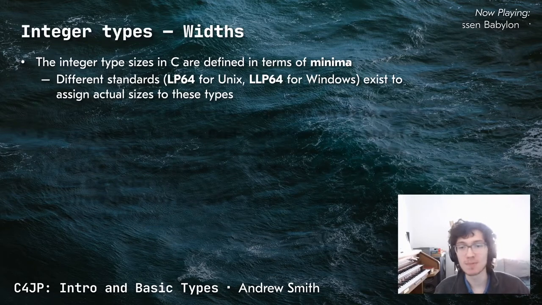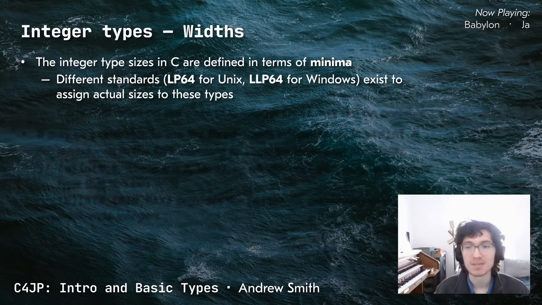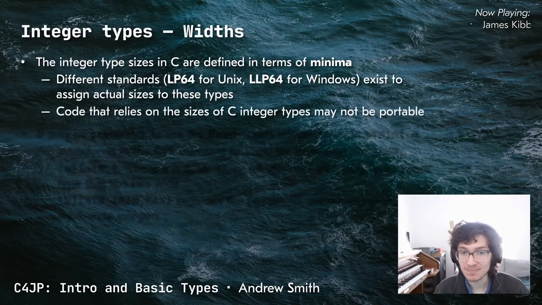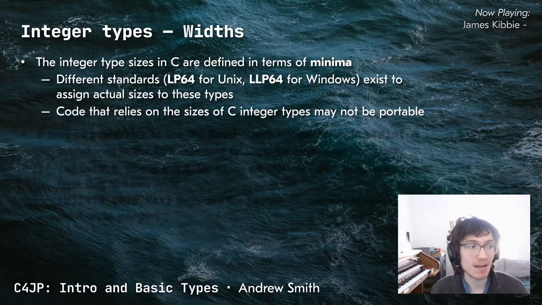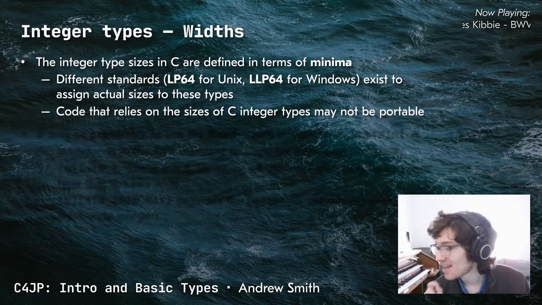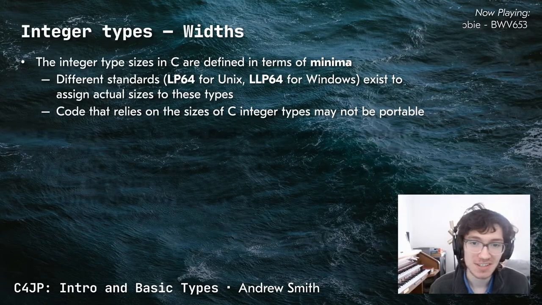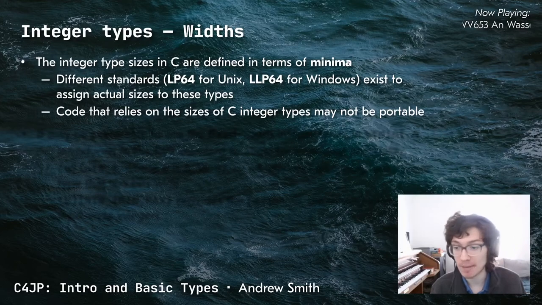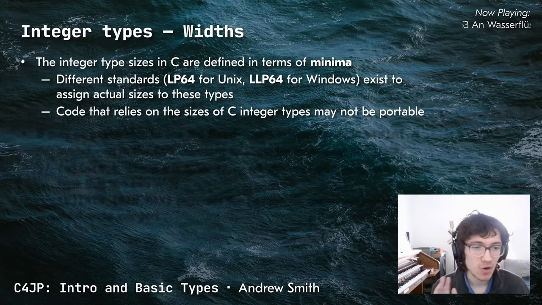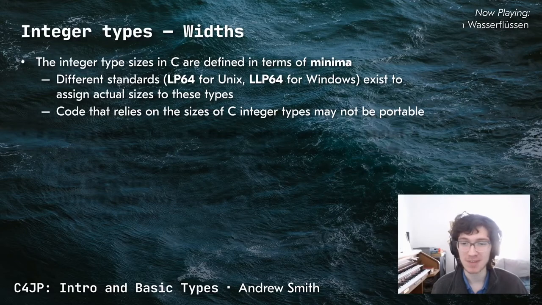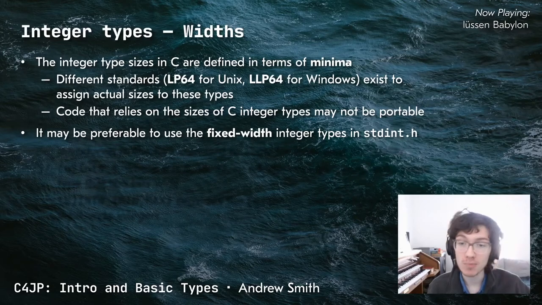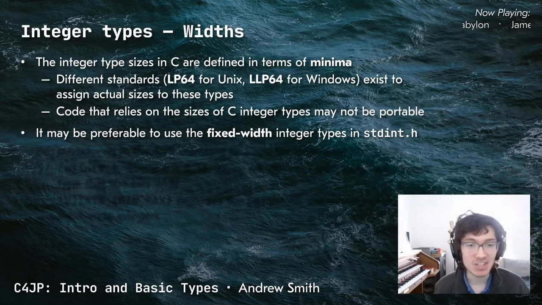And so these different standards, LP64, LLP64, there are others, exist to assign these actual values, these actual widths to these types. And so if you write code in C that relies on the sizes of these integer types, that code might not be portable between different machines. And that can cause you a lot of headaches when you're trying to port C programs between different machines. It's really quite the inconvenience. It's something that we've got to think about as we're writing our C. And so you may prefer in modern programs to use the fixed width integer types in this header called stdint.h.